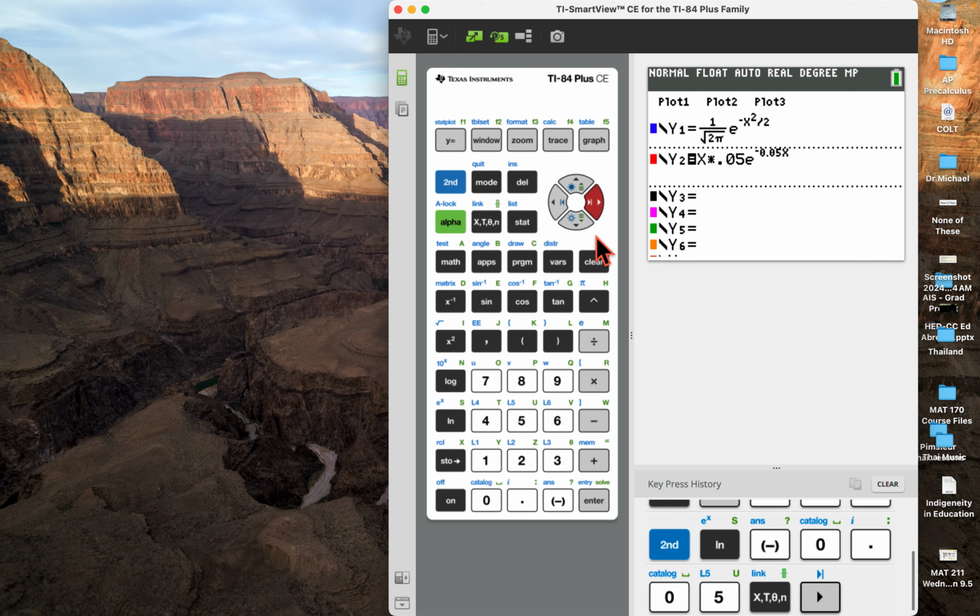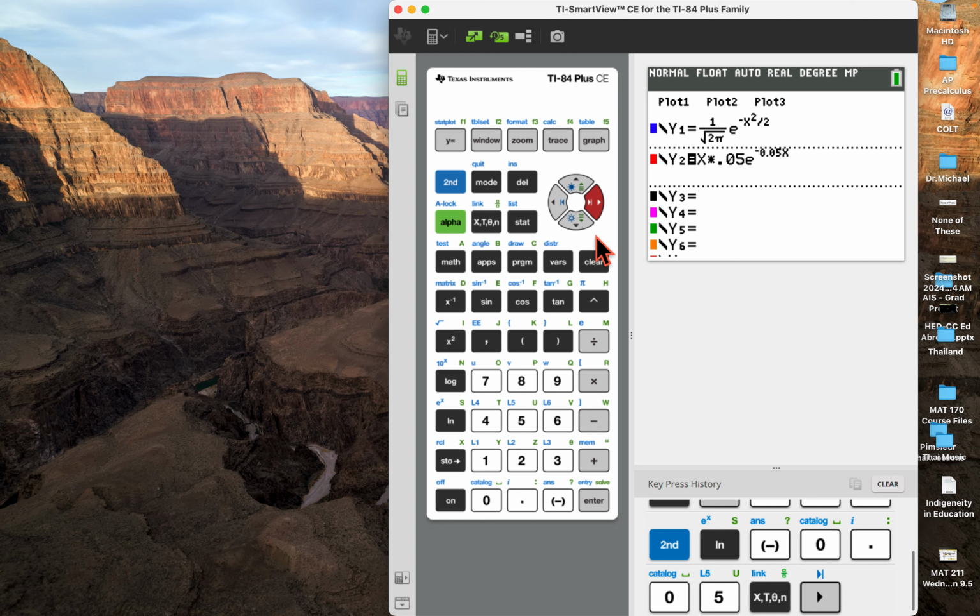We're going to go to our graph, and we're going to use that calc function. And again, if you have a Casio and need help with this, let me know. I don't know right now how to do it on a Casio, but I know how to find out.